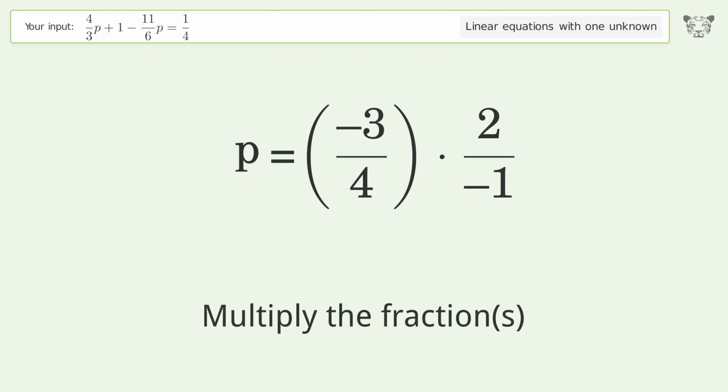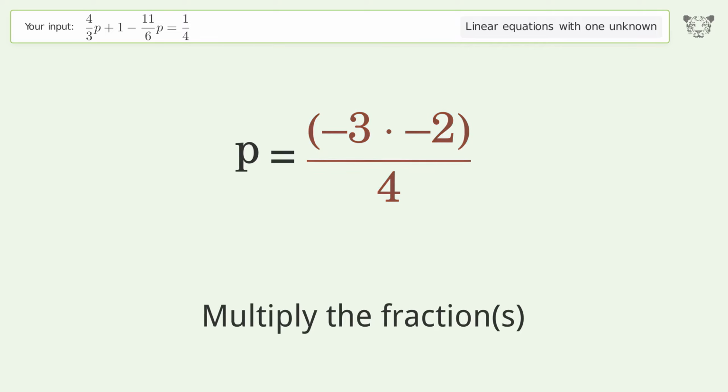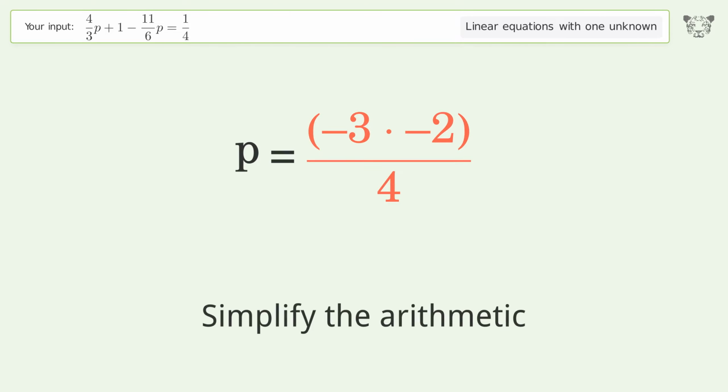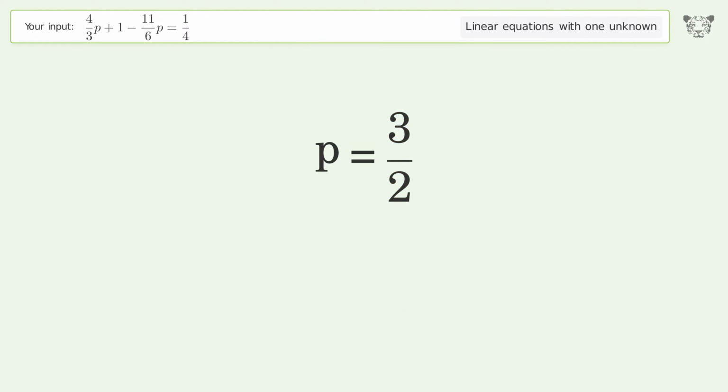Multiply the fractions. Simplify the arithmetic. And so the final result is p equals 3/2.